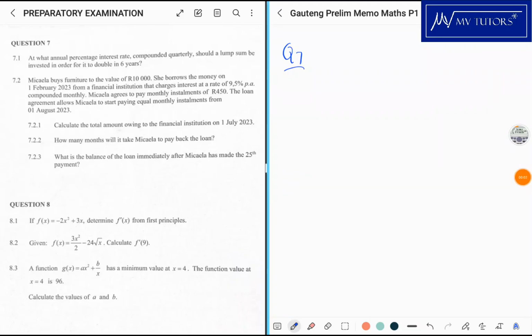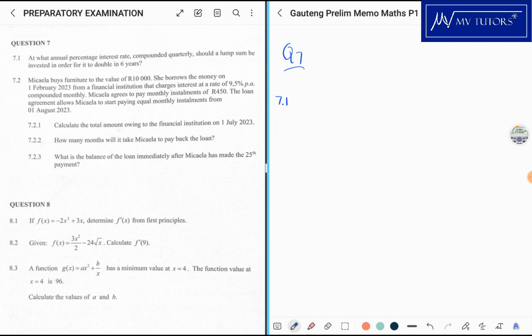Question 7, financial mathematics. Okay, helping you prepare better for the future and know what to calculate in your finances once you start working, right? Or even now, you don't have to wait until you start working.